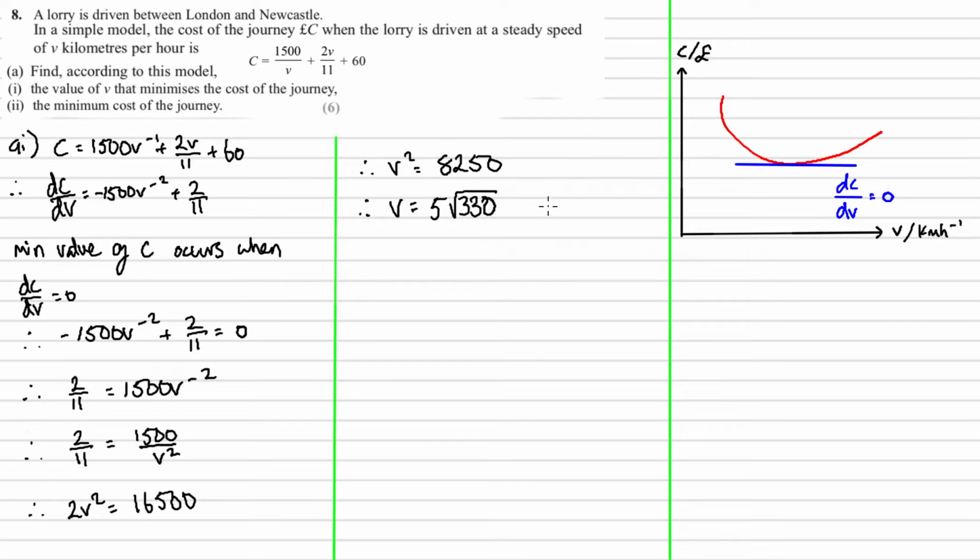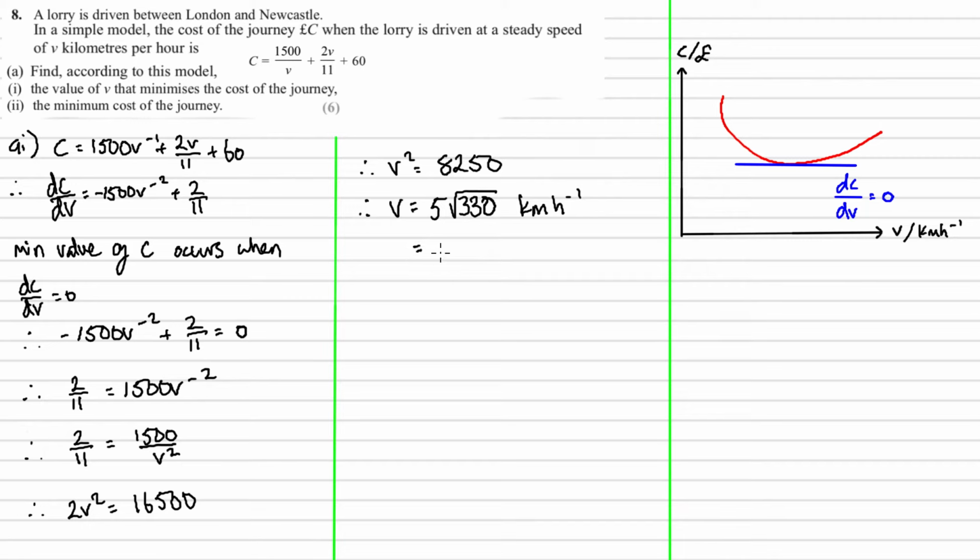And this is v, so this is speed, and for this question the speed is in kilometers per hour. So we found the value of the speed that minimizes the cost of the journey. This may not necessarily be the minimum speed. This is the value of the speed which minimizes the cost of the journey. So that's part 1.